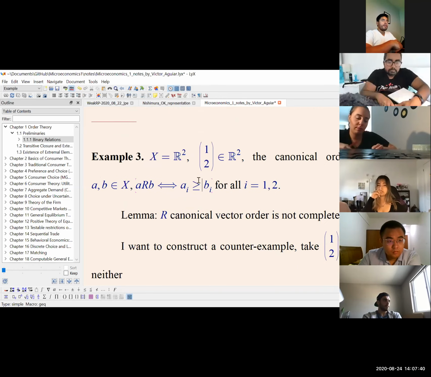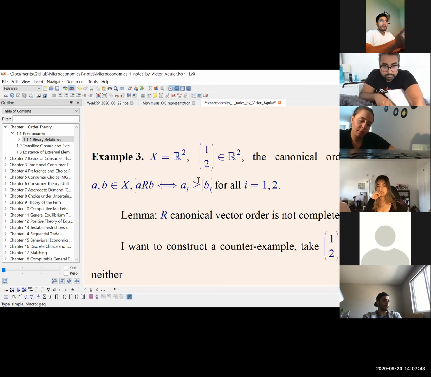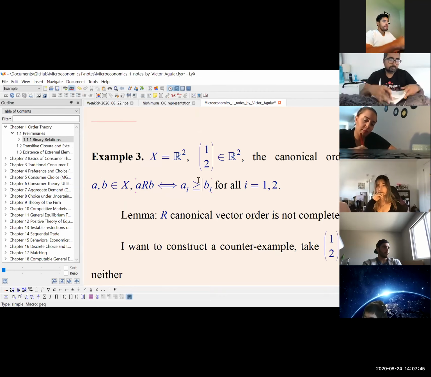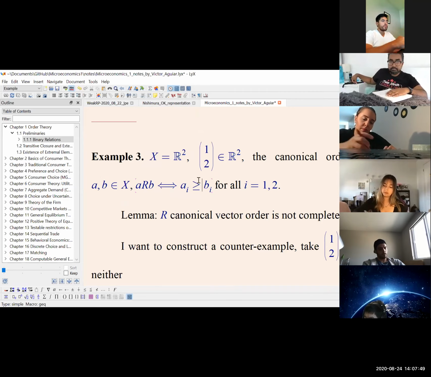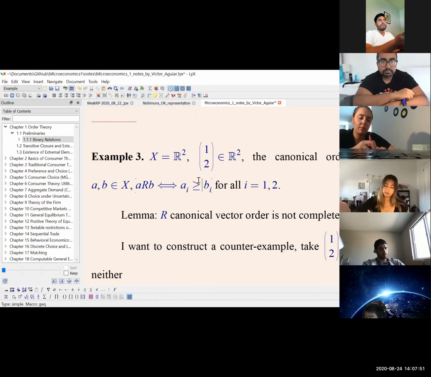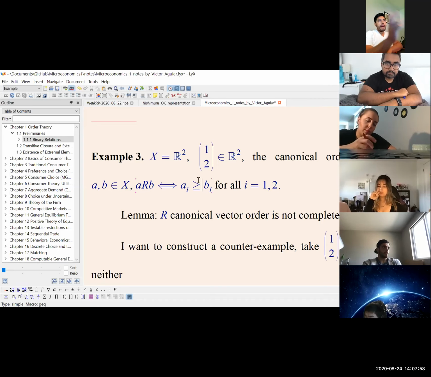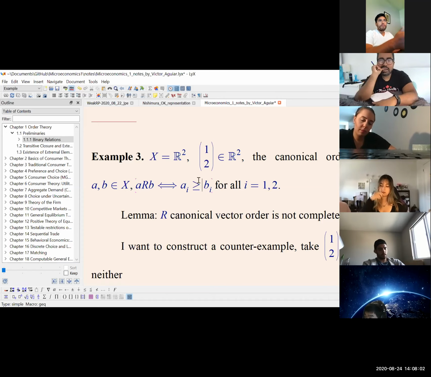Now, let's study yet another ranking in R2. This is example number 3, which is still for vectors of size 2. Now instead of the lexicographic order, I'm going to present to you an order that is transitive but not complete. The highlight of this ordering is that it is not complete, so some vectors are left unordered.